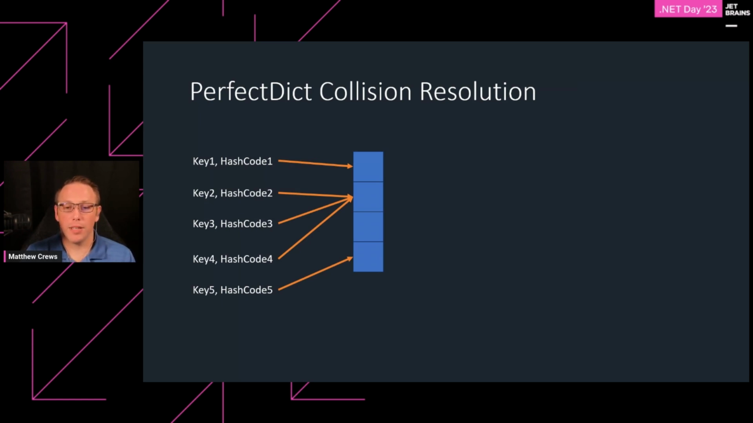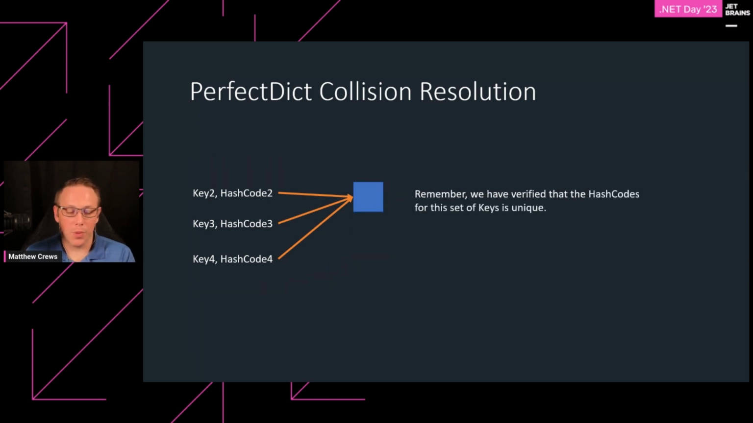So let's say I have this situation. I have 5 keys with 5 hash codes mapping to 4 different buckets. Key 1 and key 5 are not a problem. They've each mapped to a unique bucket. But I have to deal with the collisions of keys 2, 3, and 4. And now remember, I have guaranteed that the hash codes are unique at this point. So assume that has taken place.